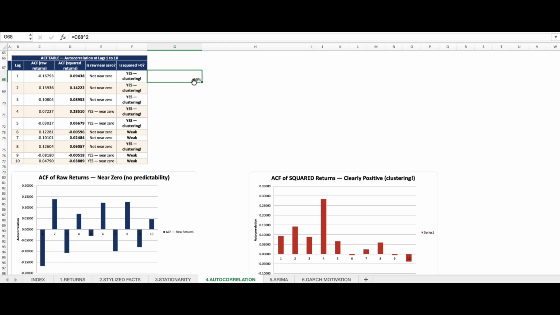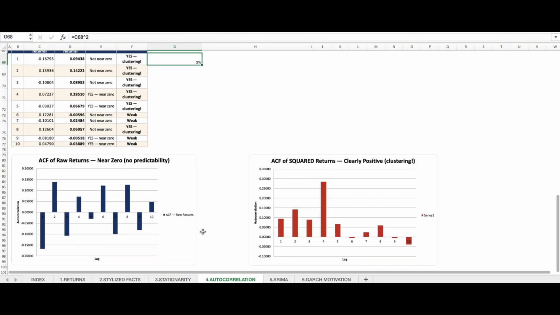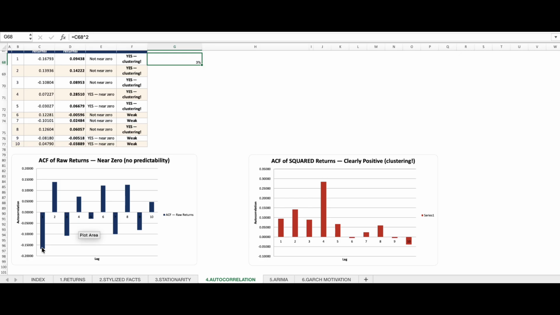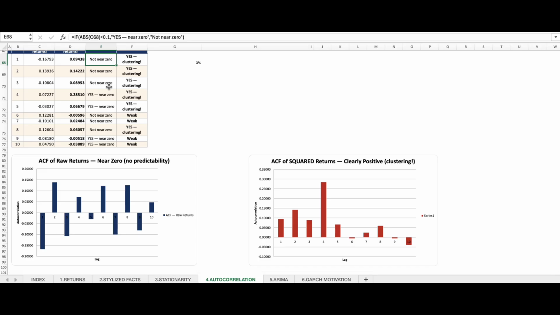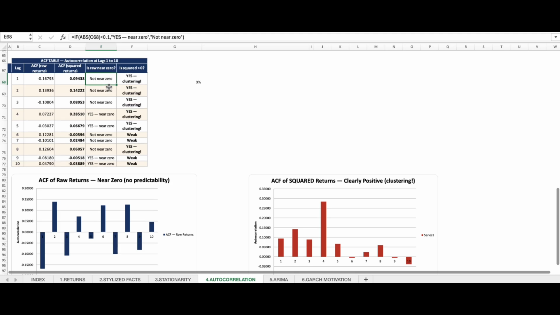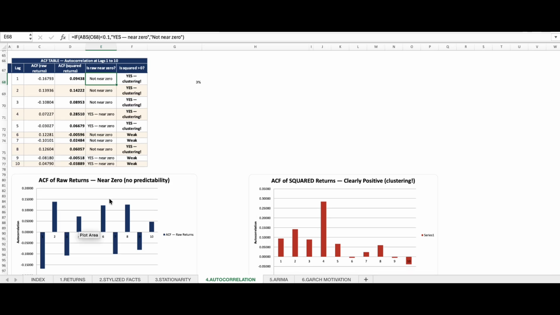Now, you might notice the table flags lag 1 as not near 0 because it exceeds the threshold we had set. But economically, 3% predictive power is negligible. That is the distinction between statistical significance and practical significance. And this is something you will encounter in quantitative analysis. And that's why ARIMA, when fitted to returns, finds almost nothing. There's almost nothing to find in the mean. There's always something to find in the volatility or the variance, which is why GARCH is used.